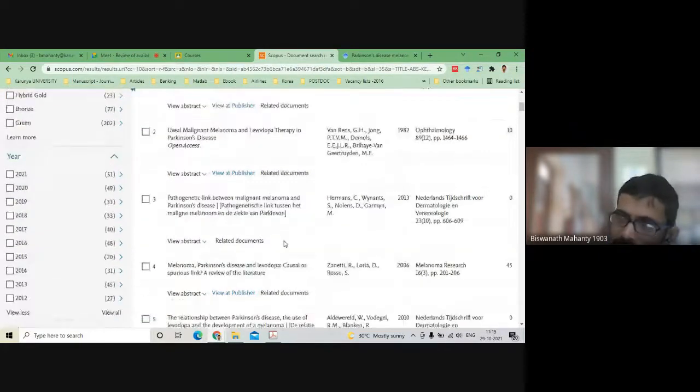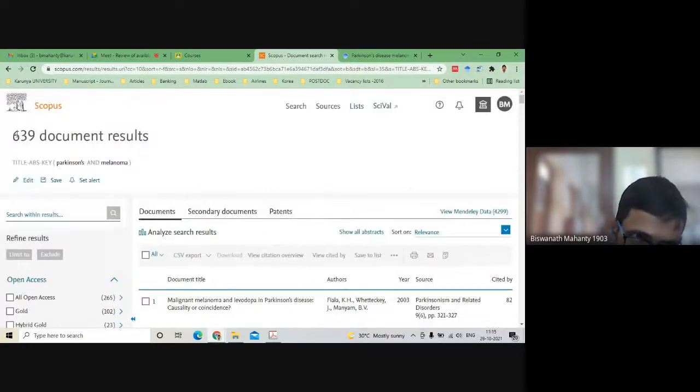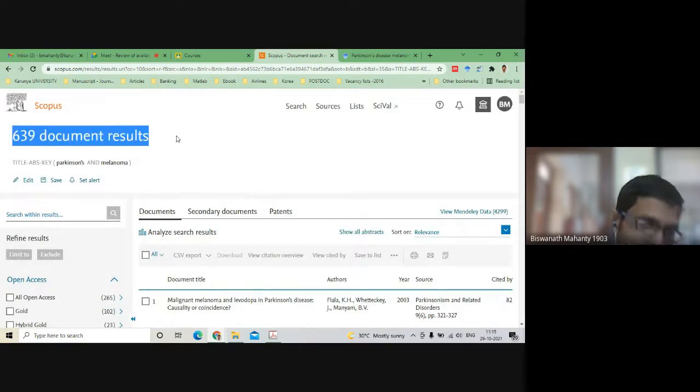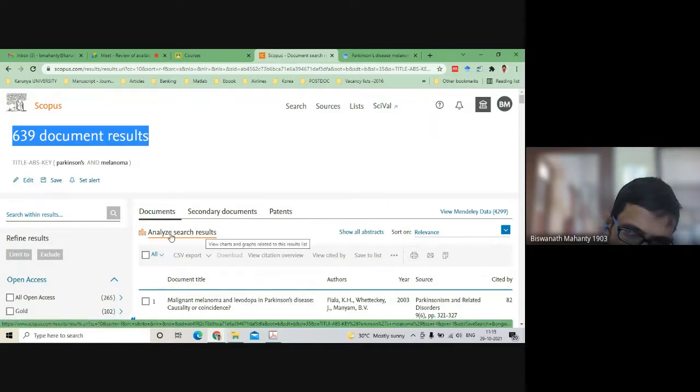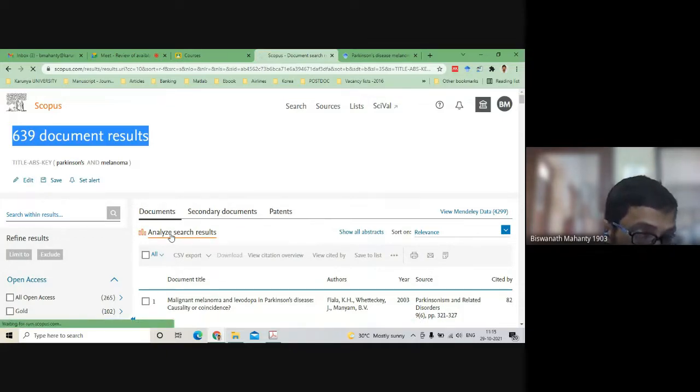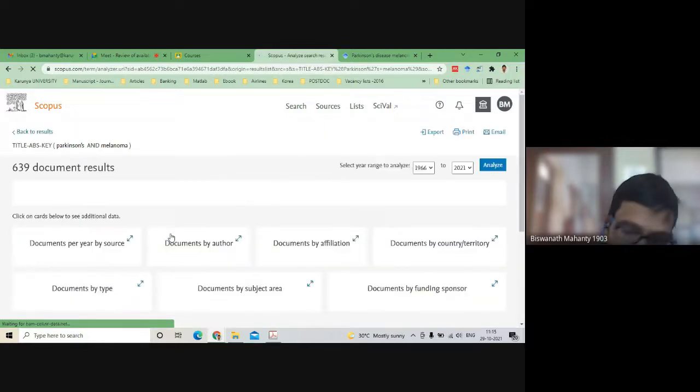So when you are making a review, you want to study or you want to explore this area, first thing is that it will give you the idea how big the study is. 639 articles is not very big in scientific domain. Okay, please try to understand. This is not really very big. You want to analyze the result in Scopus, which is a very good option for you. I can analyze the result.